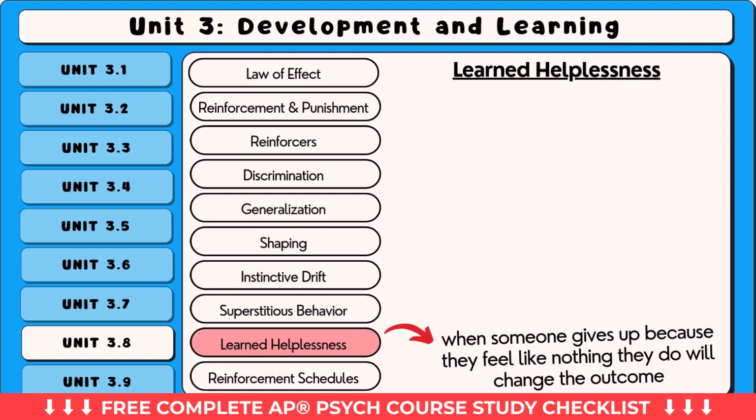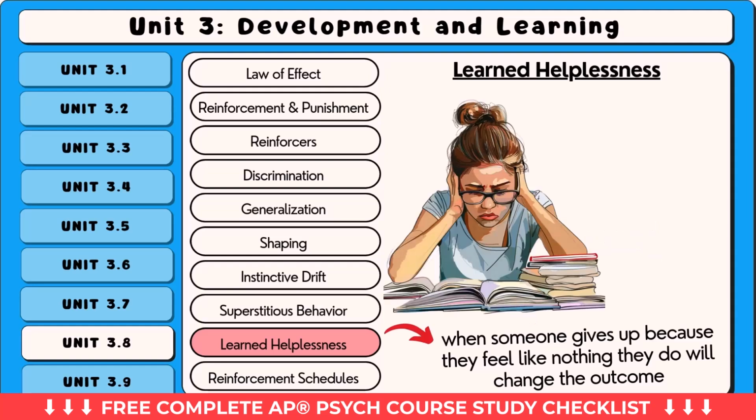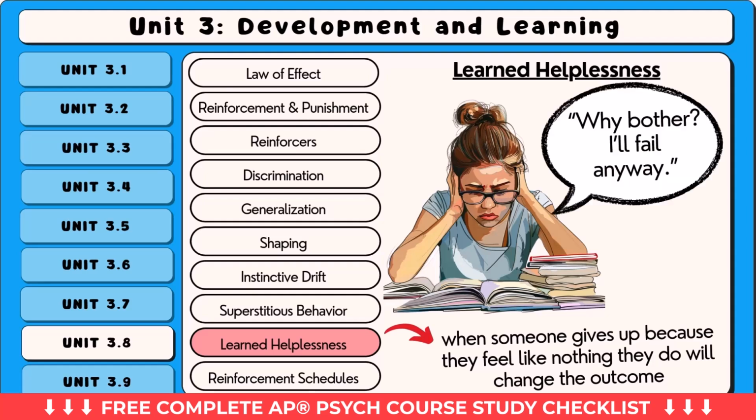This is superstitious behavior, when you repeat an action because you think it caused something good or bad, even if it really didn't. Learned helplessness happens when someone gives up because they feel like nothing they do will change the outcome. In other words, they can't identify a reward or punishment following a behavior. Imagine a child who keeps failing math tests no matter how hard they try. Eventually, they stop studying or trying at all because they believe, why bother?